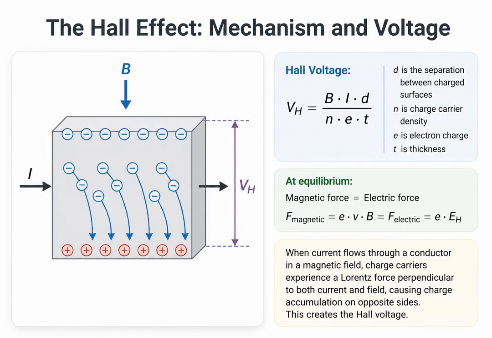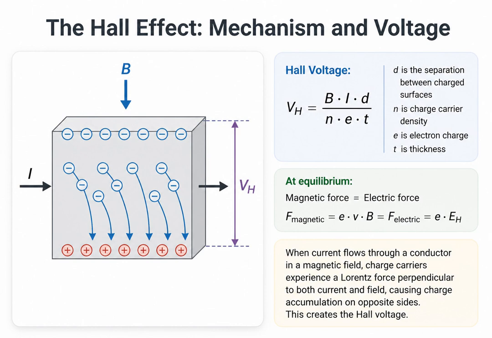Here's how the Hall effect works in detail. When current flows through a metal slab and a magnetic field is applied perpendicular to that current, the moving charge carriers, typically electrons, experience a Lorentz force. This force pushes them toward one side of the conductor. Electrons accumulate on one surface, leaving a deficit of electrons, or positive charge, on the opposite surface. This charge separation creates an electric field across the material, which we call the Hall field. At equilibrium, the electric force from this Hall field exactly balances the magnetic force, so electrons stop accumulating.